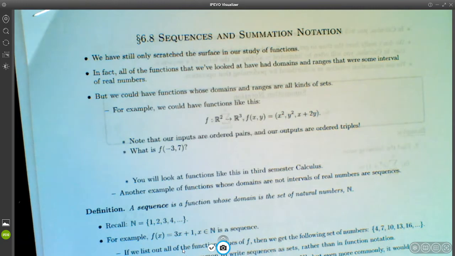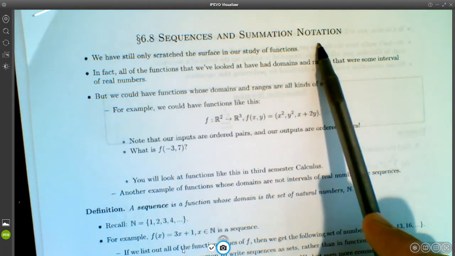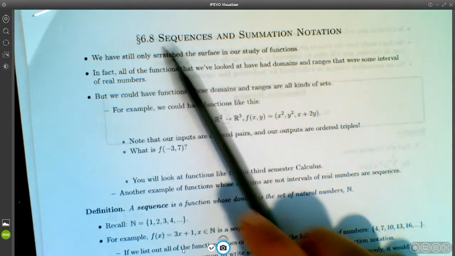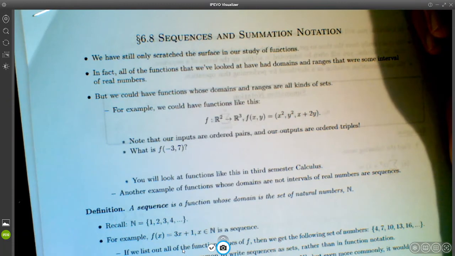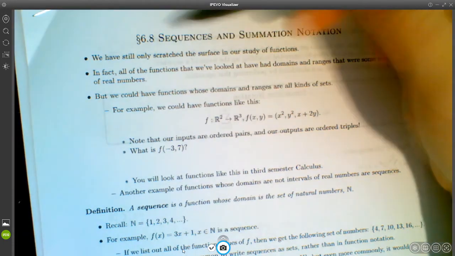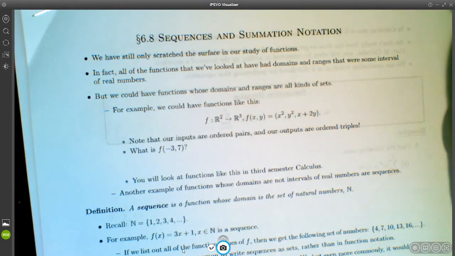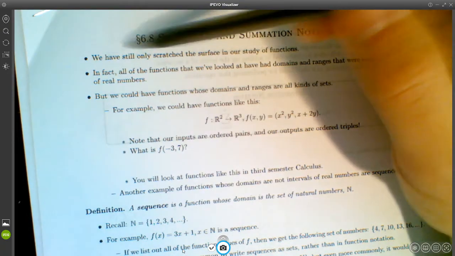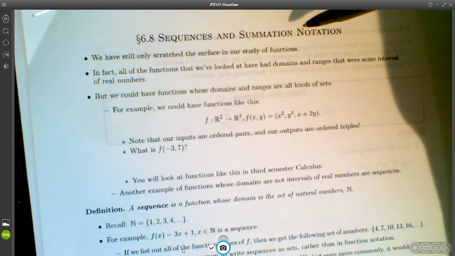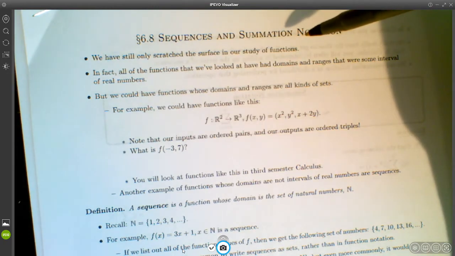In order to understand integration, you have to understand a little bit about summation notation, and in order to understand summation notation, you have to understand sequences. Now, the good news is that this all ties into our study of functions because sequences are just a special kind of function, okay? So as far as our study of functions is concerned, we've still only scratched the surface. There's a lot that we could study about functions and how they behave.